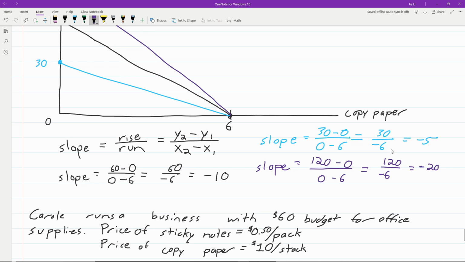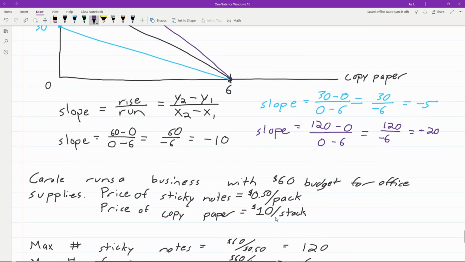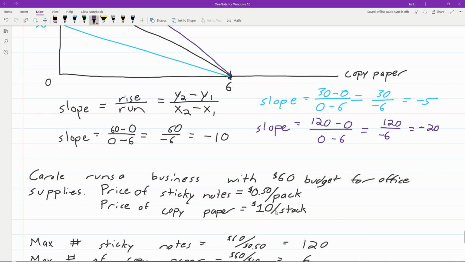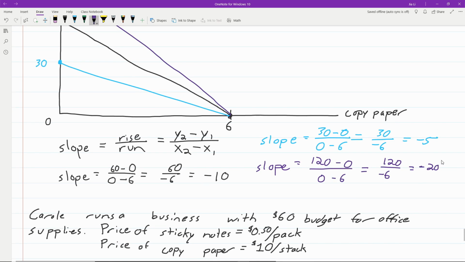And that's what we see here in the blue line, the slope of the blue line, right? It's 5 to represent that when she buys 1 stack of copy paper, that could have been used instead to buy 5 packs of sticky notes. Then, when the price of that changed to 50 cents per pack of sticky notes, then that $10 that she uses to buy 1 stack of copy paper could instead be used to buy 20 packs of sticky notes, right? Because 20 times 0.5 becomes 10. And that's what we see here in the slope as well, right?